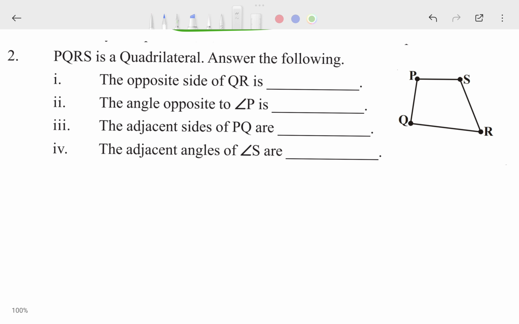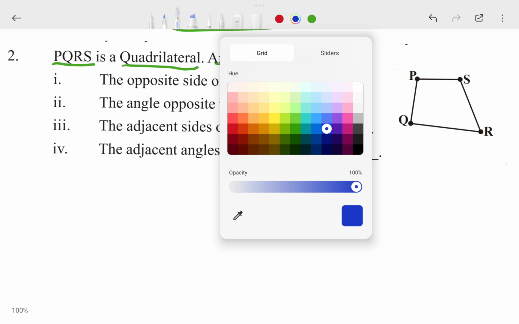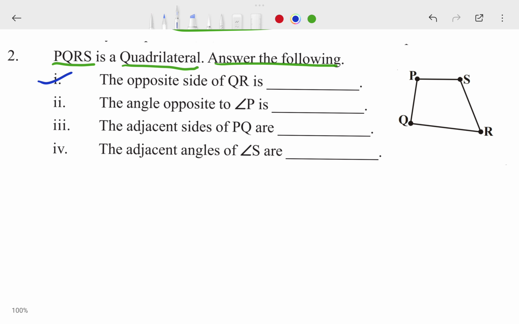So this question is telling that PQRS is a quadrilateral. Now you have to answer the following questions. So let's see the first question. What is our first question? The first question is: the opposite side of QR. Where are Q and R? Here this is Q and this is R. Just take this line QR. You have to take the opposite side of QR. What is the opposite side of QR?